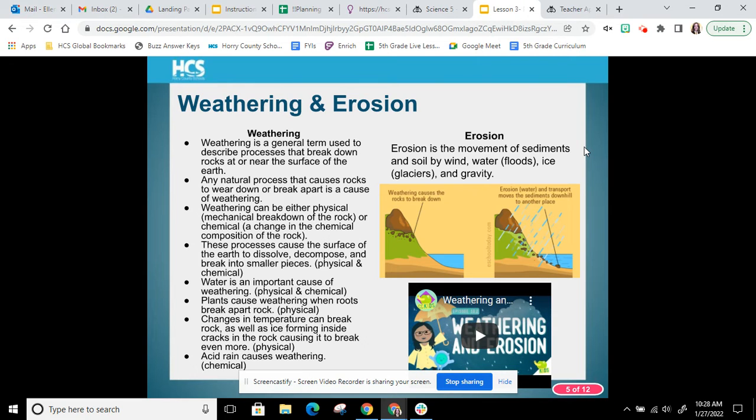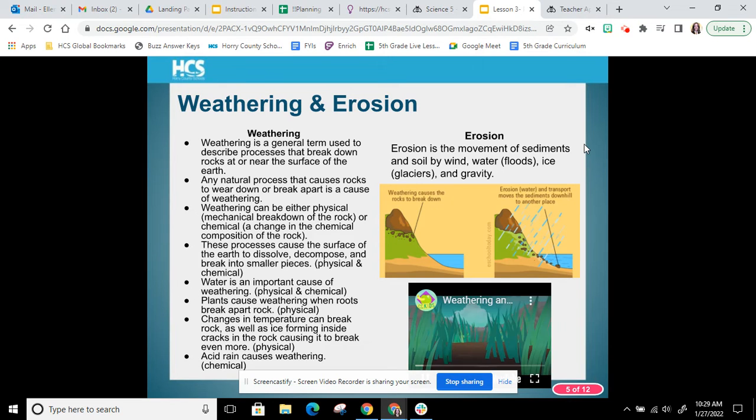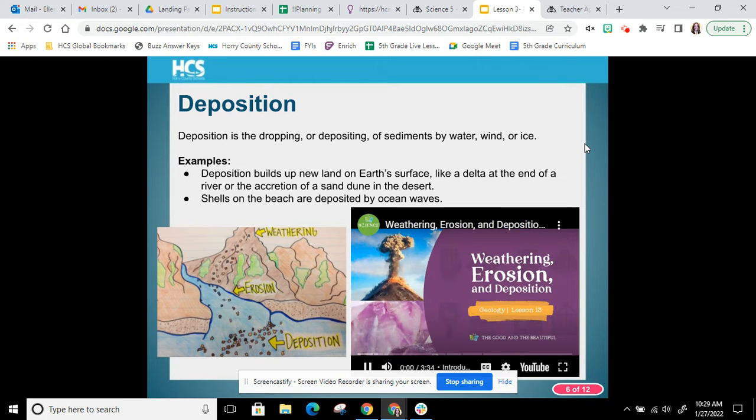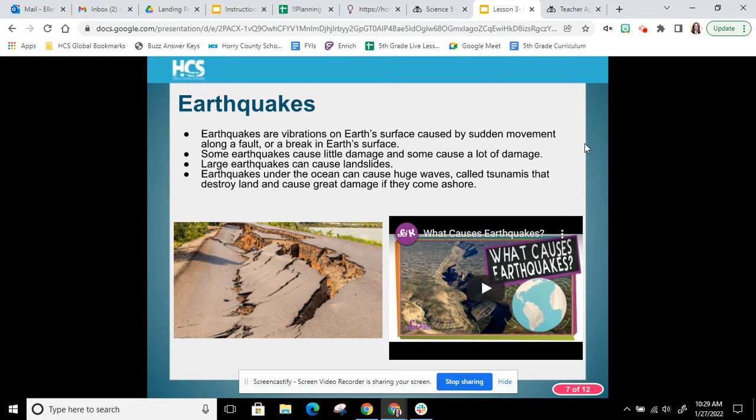You've got information on weathering and erosion, some pictures and videos that go along with it. As you're going through this, think about if it's a constructive or destructive process and add it to your chart in your notebook. Deposition, again, a picture and a video to go along with it. Once you're done learning about deposition, make sure you add that to your chart in your notebook. Earthquakes, same thing, picture and a video with some information, then you'll add it to your chart.